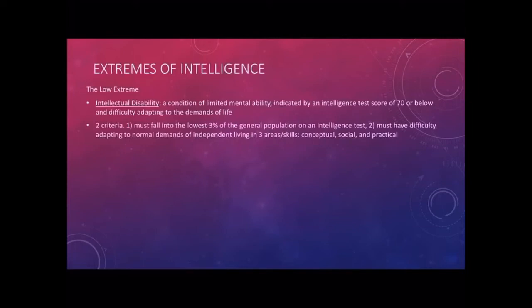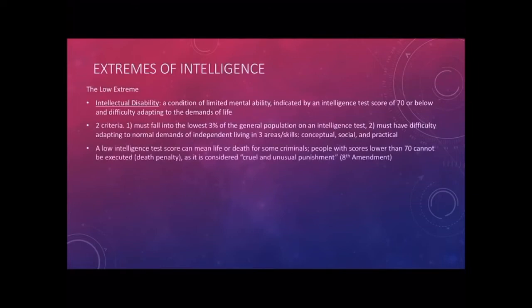There are two criteria to qualify as someone with an intellectual disability. One, they have to be in the lowest 3% of the general population on an intelligence test. So when you're looking at your normal curve, you cut off that point where the bottom 3% are, and if the person that you're looking at lies within that 3%, then they qualify as having an intellectual disability. And the second criteria is that they have to have difficulty adapting to normal demands of independent living in 3 areas. These areas are really not that important.